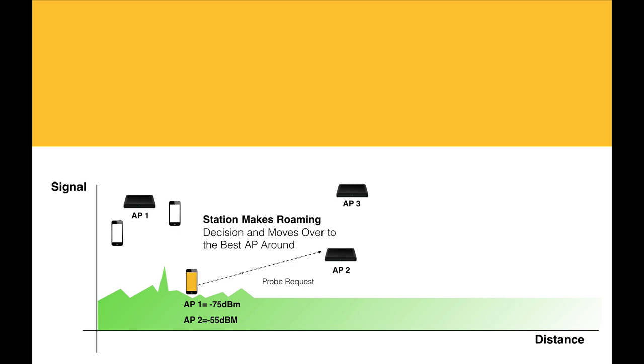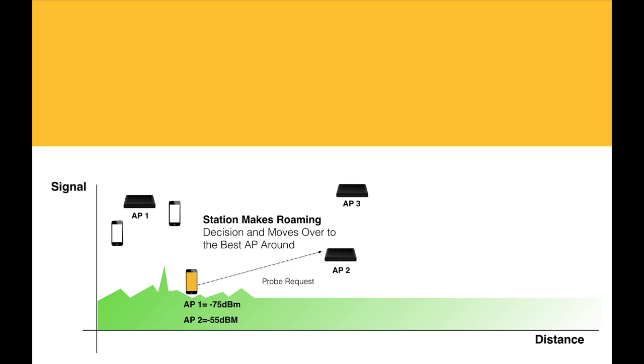This is what we call sticky clients. When there are stations that are far away from the access point with an RSSI of minus 85, minus 90, and they are still connected to the access point and not making any roaming decisions to move to another, better access point, this phenomenon will lower the speeds for everyone in the cell.